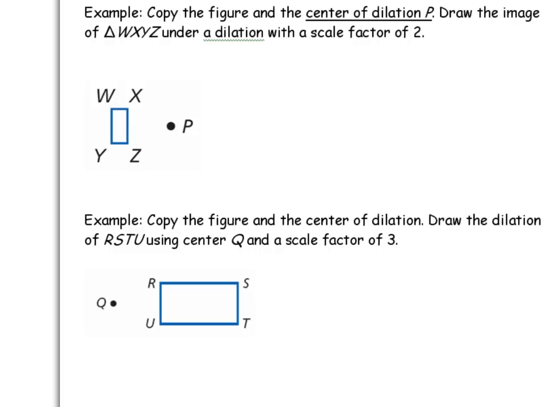What we're going to do is draw those lines that connect from my center of dilation through the vertex of the figure. I'm going to do 2 of the vertices at a time here. I'm going to pick X and Z to throw those lines through.